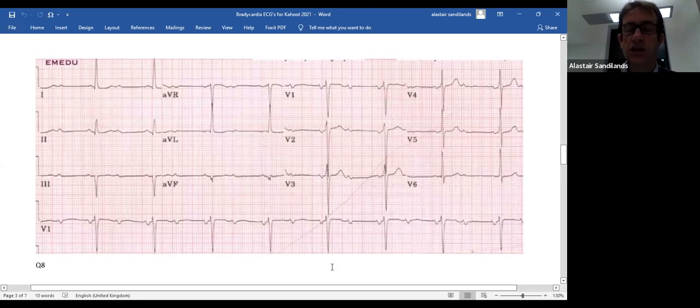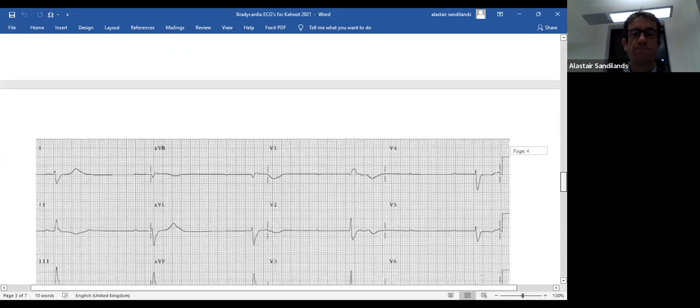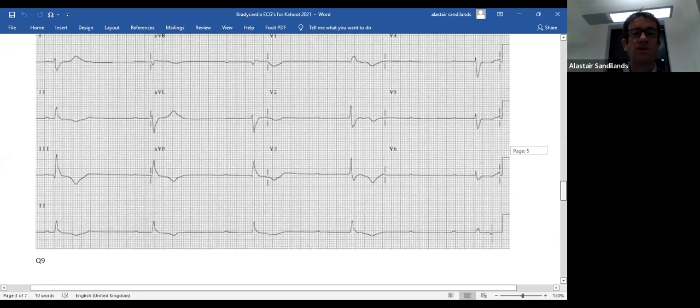So this is second degree Mobitz type 2, or fixed AV block, or 2 to 1 AV block, 2 P waves to every 1 QRS, fixed AV block. Okay, look carefully, question number 9.